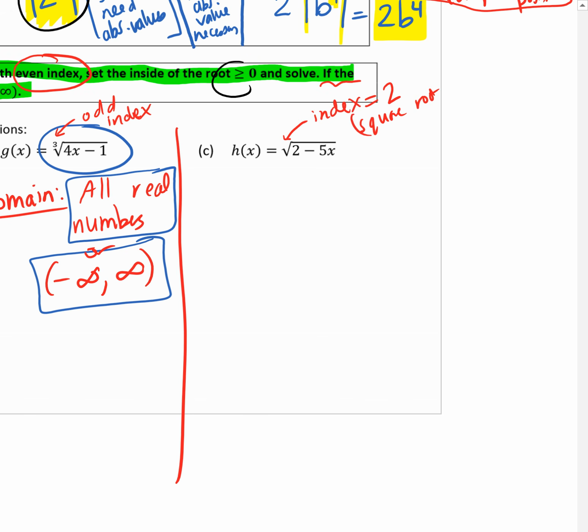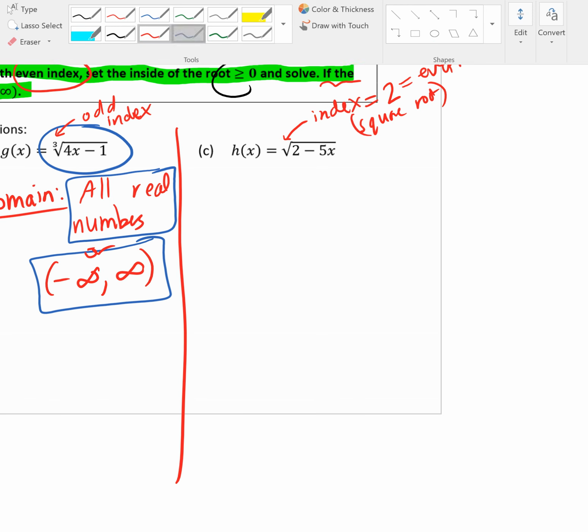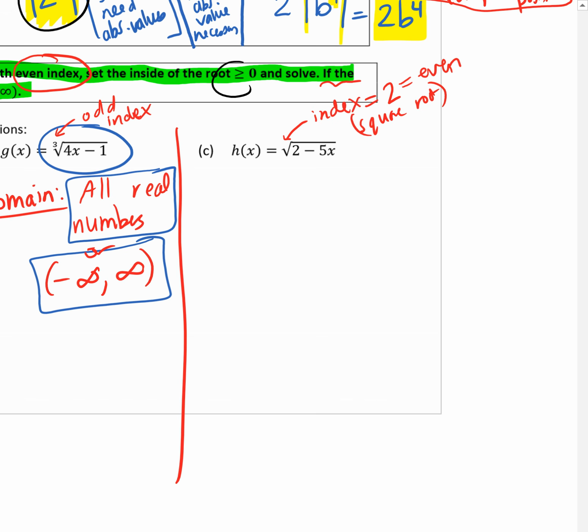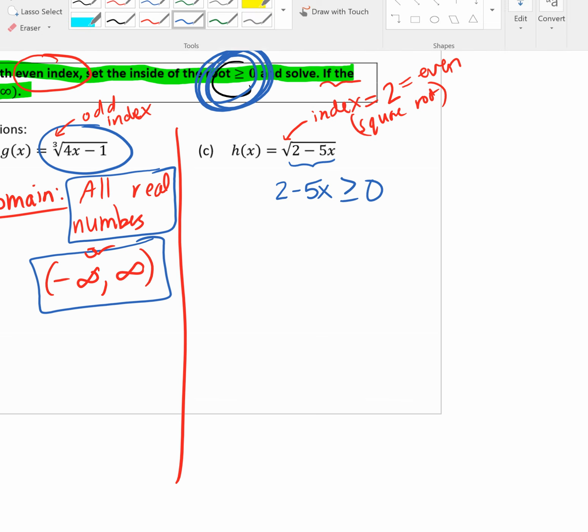If we were really dealing with square roots with an index 2 the entire time in the very beginning of this section, we just didn't know there was an invisible 2 there. But the index is 2, that's an even number. So this will be like part A, where we actually do have to worry about the domain. Like the directions say, if you have an even index, to find the domain, you're going to grab what's inside the root, 2 minus 5x, set it greater than or equal to 0, and then solve for x. And that'll tell you the domain.